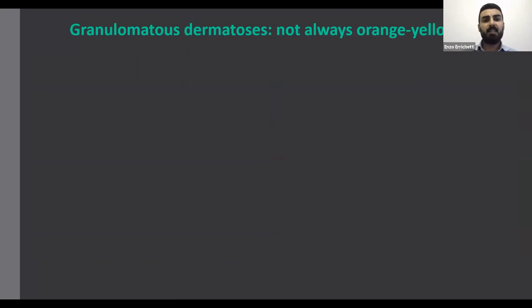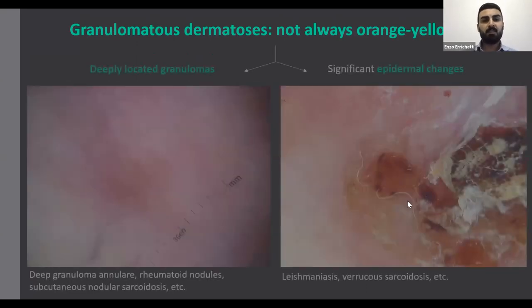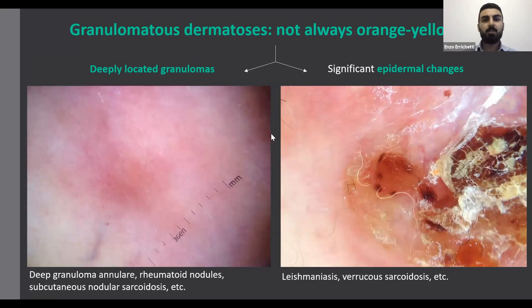Another thing to know is that granulomatous dermatosis sometimes may lack orange structureless areas, basically in two conditions. When we have granulomas which are deeply located, for example, here we have a case of rheumatoid nodule, or when we have significant epidermal changes which cover the underlying orange structureless areas, as you can see in this case on the right of leishmaniasis, but also in varicose sarcoidosis, but also in lupus vulgaris and other conditions.